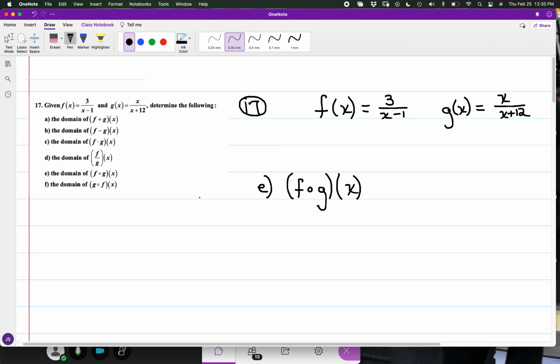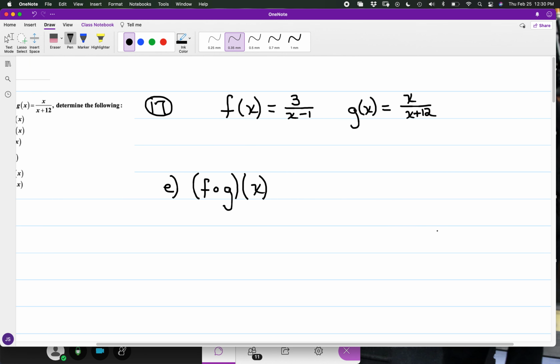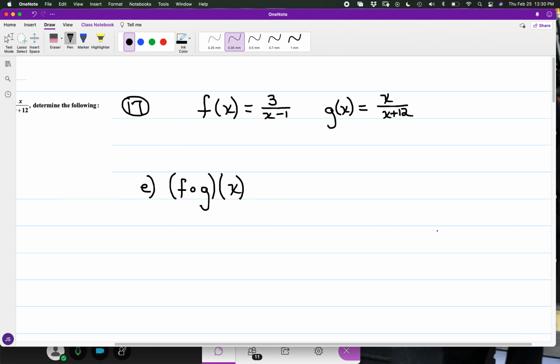We looked into the domain of the first four operations, and I held off on the composition between the given functions we had for f of x and g of x. And now just looking into the domain of the compositions between those functions. Again, for part E, we're looking for the composition, or at least the domain of the composition, where we have f composed with g of x.